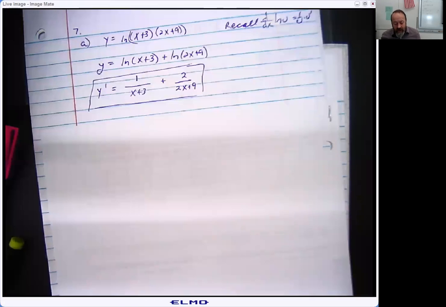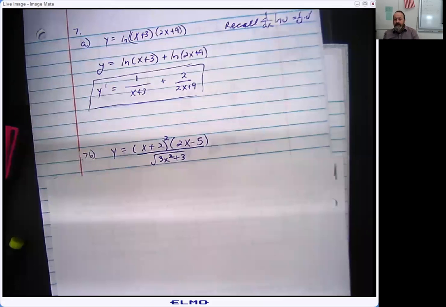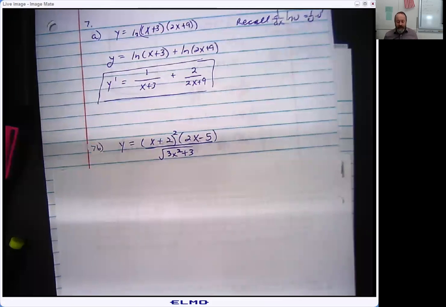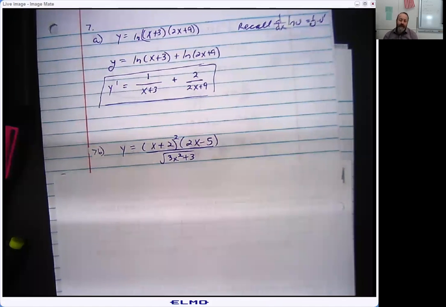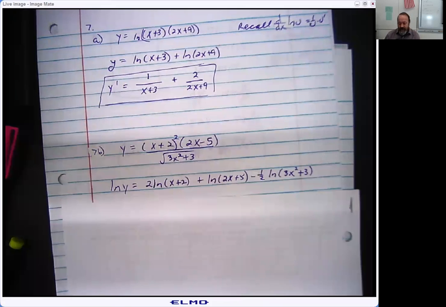Now, the second question on number 7 really is sneaky because it is not explicitly a log differentiation problem, but this would be an absolutely atrocious problem to do. It's got product rule, it's got quotient rule, it's got chain rule. It's all doable, but man, I don't want to deal with it. So I'm going to take the log of both sides.